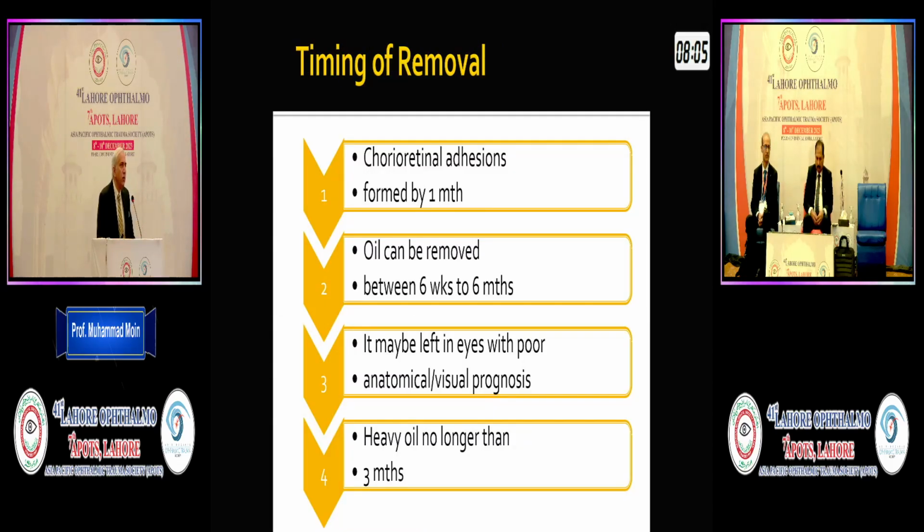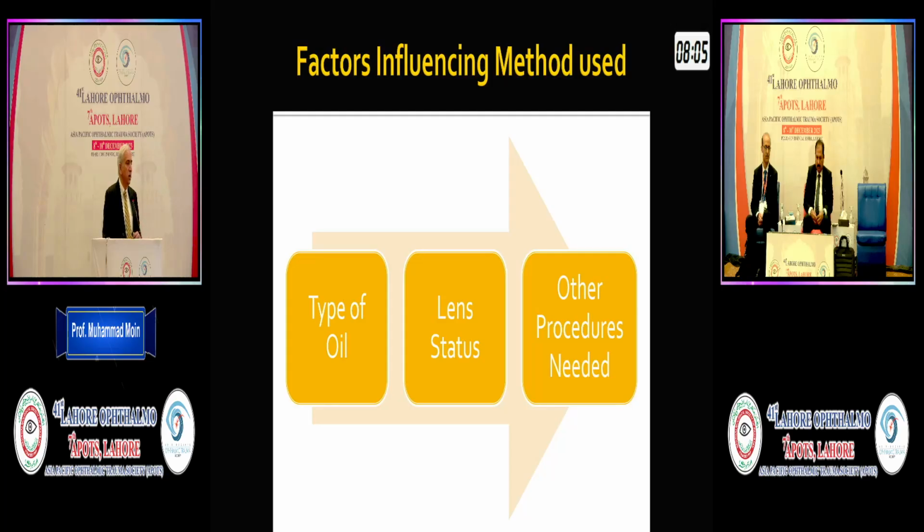As for the timing of removal of silicone oil, chorioretinal adhesions are usually formed by 1 month, and the oil can be removed between 6 weeks to 6 months. It may be left in eyes with poor visual outcomes, and heavy silicone oil is not left more than 3 months. So the type of oil is important. The lens status is important, whether the patient is phakic or aphakic, and whether any other procedures are needed along with the removal of oil.